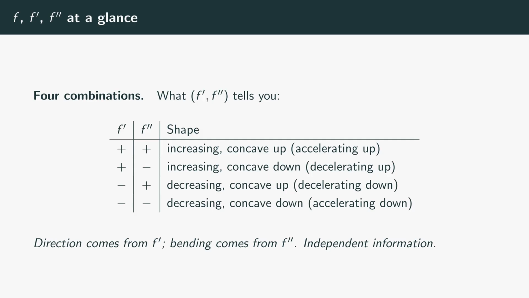Still going up, but the slope is decreasing, like a ball thrown upward that's slowing as it climbs. f' positive, f'' negative: decreasing but concave up. Going down, but the descent is slowing, like a parachute opening. f' negative, f'' positive: decreasing and concave down. Going down and getting steeper, free fall, accelerating toward the ground.